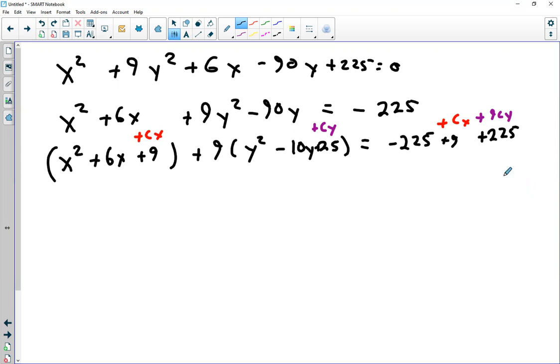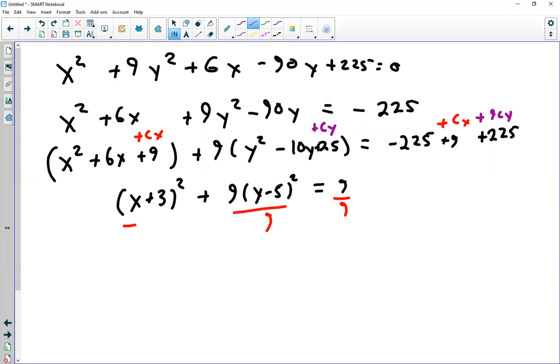Again, we want the solution to add up to 1. So divide by 9 on everything. So x plus 3 squared over 9 plus y minus 5 squared. If you want to, you can write it over 1 to make it clear to yourself that the b value is 1, equals 1.